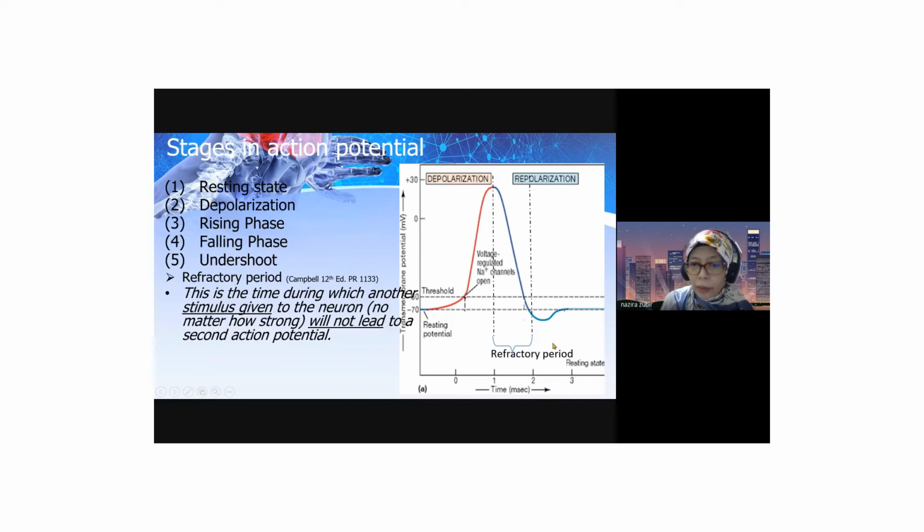For the refractory period, this is the time during which, if you give another stimulus here, you will not generate an action potential. You cannot get an action potential around this refractory period. You have to make use of the sodium potassium pump so that you can get the resting membrane potential back, and you get all the potassium and sodium ions back to the original concentration as in the resting potential, in order for you to generate another action potential.